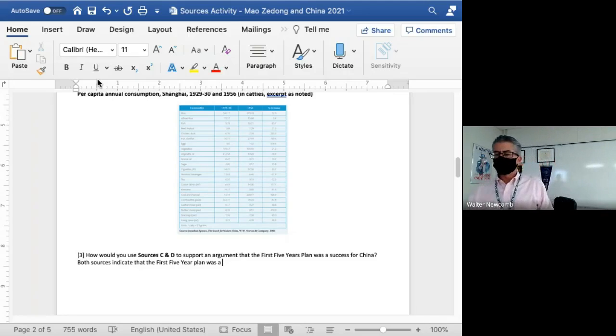All right, let's bring it together here. So here's where we can speak in some general terms as well as some specificity. Looking at that first question you had to do on your own or with a historical buddy: How would you use source C and D to support an argument that the first five-year plan was a success for China? Could you say, based on these two sources, the first five-year plan was successful?